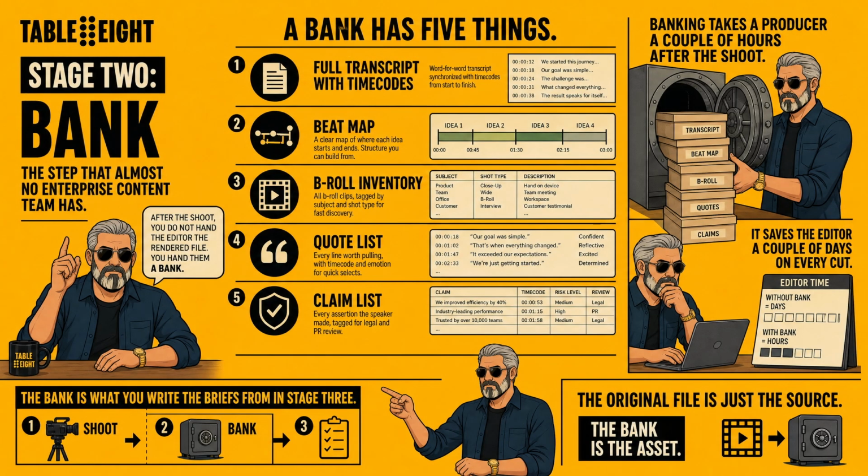Stage 2 is bank, and this is the step that almost no enterprise content team has. After the shoot, you do not hand the editor the rendered file. You hand them a bank. A bank has 5 things: a full transcript with time codes, a beat map that says where each idea starts and ends, a B-roll inventory tagged by subject and shot type, a quote list, every line worth pulling with time code and emotion, and a claim list, every assertion the speaker made, tagged for legal and PR review.